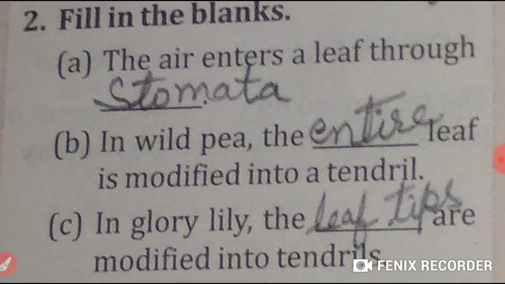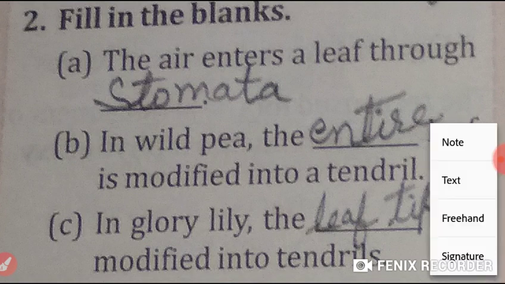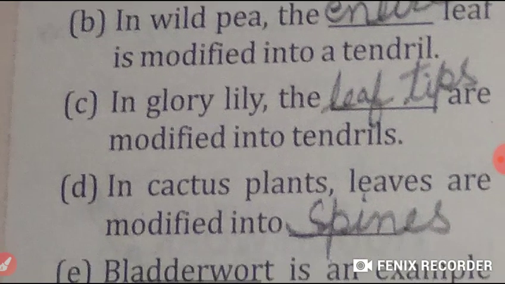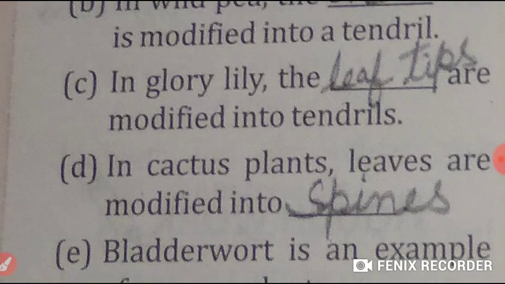A part, the air enters a leaf through dash. Students, write there stomata. S-T-O-M-A-T-A. Stomata. B part, in wild pea, the dash leaf is modified into a tendril. Entire. E-N-T-I-R-E. C part, in glory lily, the dash are modified into tendrils. Answer is leaf tips. L-E-A-F, T-I-P-S, tips.